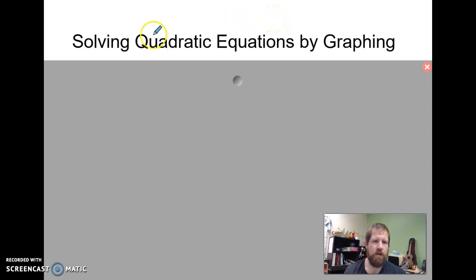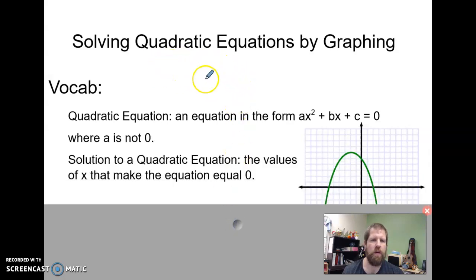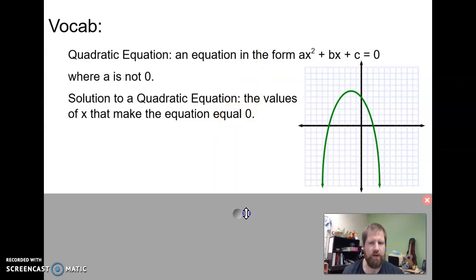All right, solving quadratic equations by graphing. So we have been working with quadratic functions already, and we know how to graph those. And a quadratic equation is just slightly different because it has the form ax squared plus bx plus c equals 0. And that 0 is the important part of that.